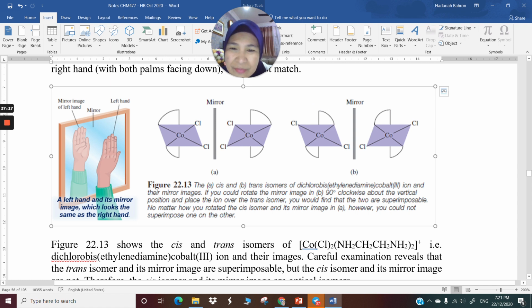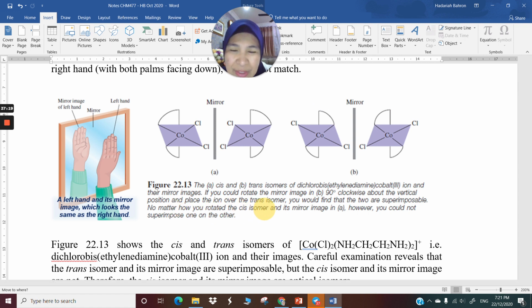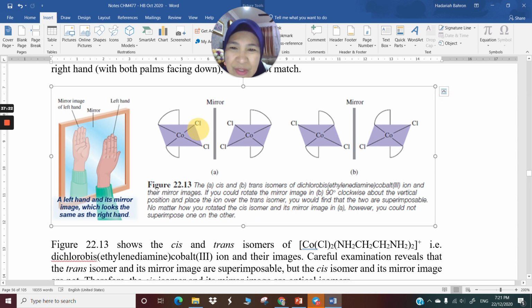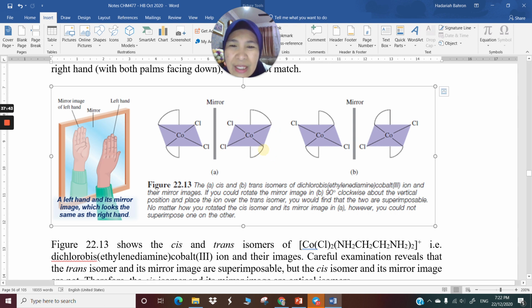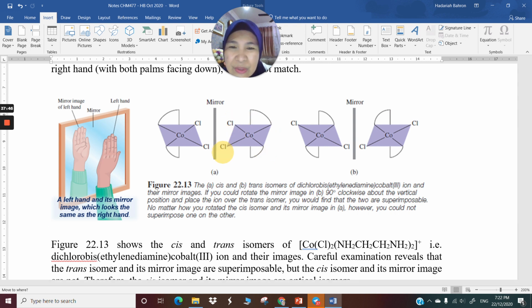However, no matter how you rotate your cis isomer, this one is your cis isomer and this is its mirror image, you cannot superimpose one on the other. Let's try to rotate this 180 degrees, and this 180 degrees. You cannot take this rotated molecule and put it on top of this one. You cannot have them matching.